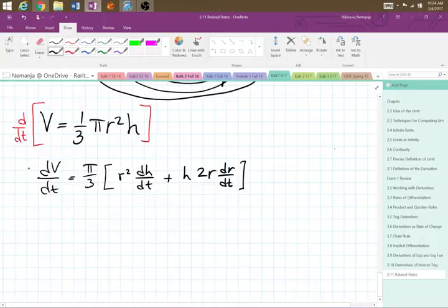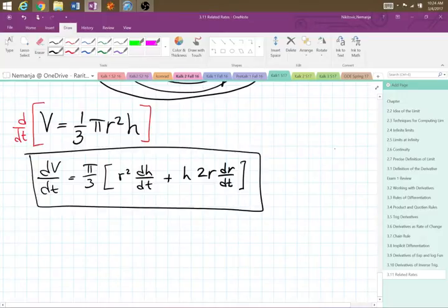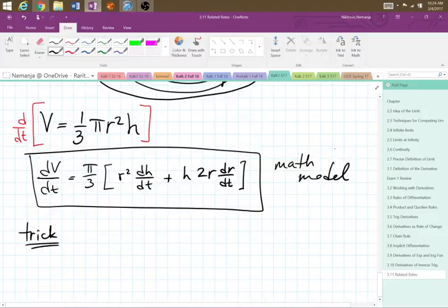So this is my mathematical model known as related rates, right? So I have the mathematical model. So I need all of this stuff. So what is the trick for this problem? The trick is that you don't have dh/dt and dr/dt given to you.